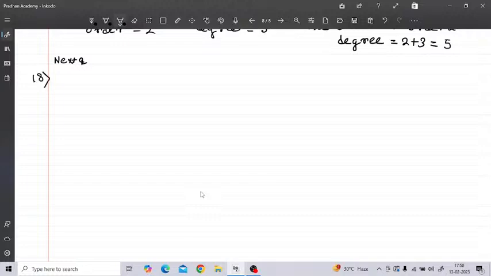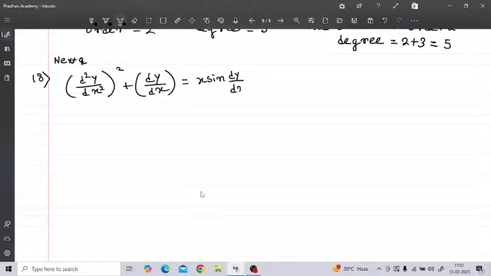Let our given equation be (d²y/dx²) whole square plus dy/dx equals x sin(dy/dx). You can see that order is 2 clearly, but degree is not defined as it is not a polynomial of derivatives. It involves a trigonometric function. So degree is not defined.